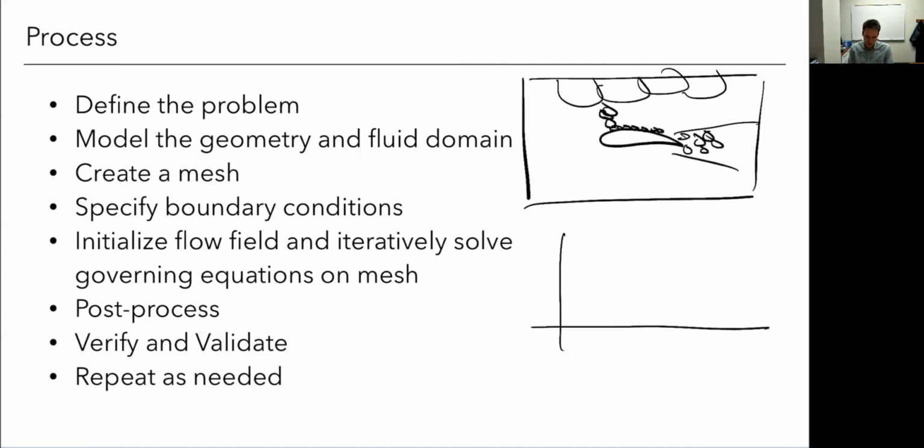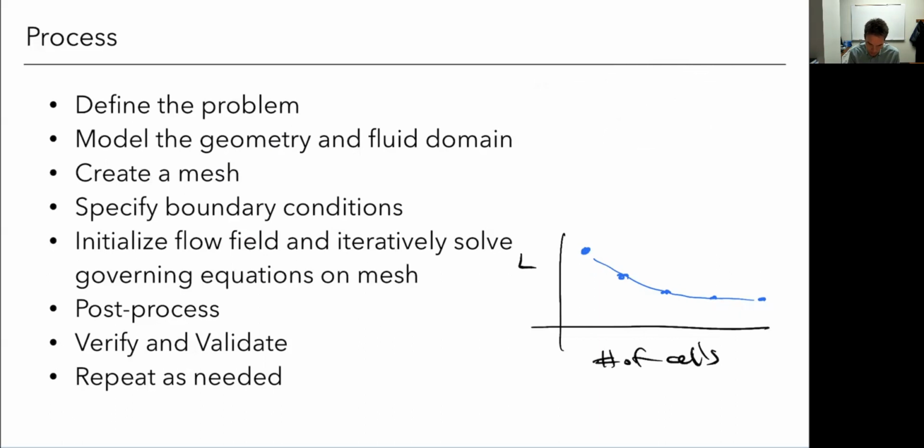So if I have, let's say, number of cells, and this is, I don't know, let's say it's my lift, for example, I would like to see that this is going to flatten out, right? And if it's flattening out, that means that hopefully I've reached a mesh independent solution, that my mesh is not creating artificial error here, because I'm too coarse. I've got it fine enough that I'm not introducing additional discretization error. Of course, that's imperfect. That means I've resolved things in the right spots, right?